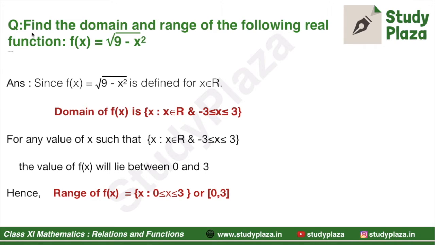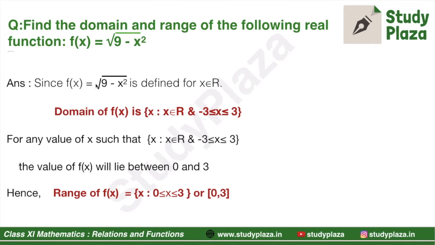Let us first read the statement of the question: find the domain and the range of the following real functions, that is, f(x) is equal to under root 9 minus x square. So we have to find the values of x so that f(x) remains a real value, that is, f(x) belongs to R, or we can say f(x) should not be negative, otherwise the negative value under the root will become an imaginary number. So let us start with the answer.